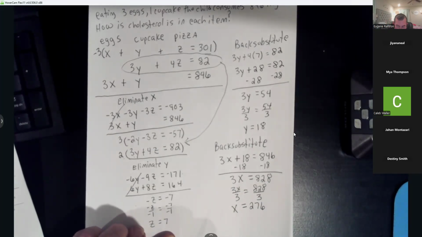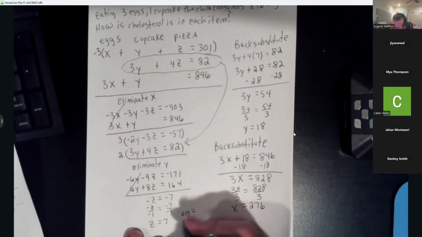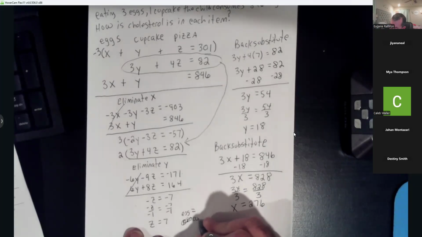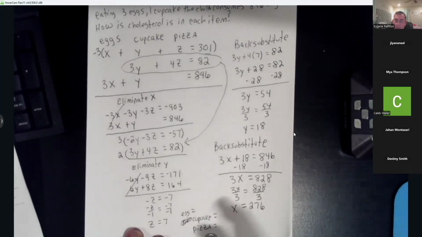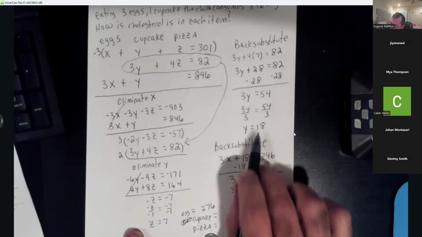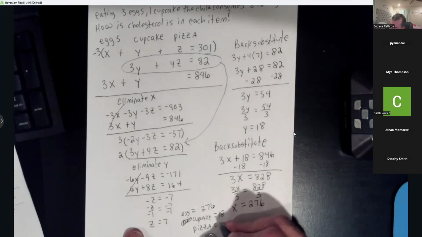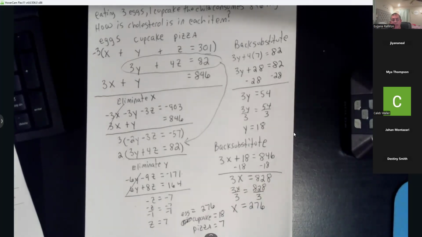So Math Lab will have the egg equals, the cupcake equals, and then the pizza equals. So my egg was 276. Cupcake was my Y, was 18. And then pizza was my Z, was 7.